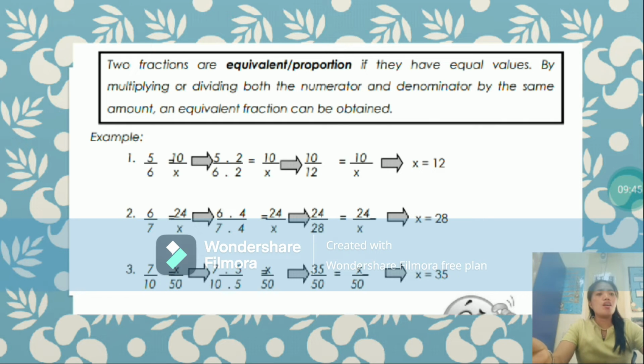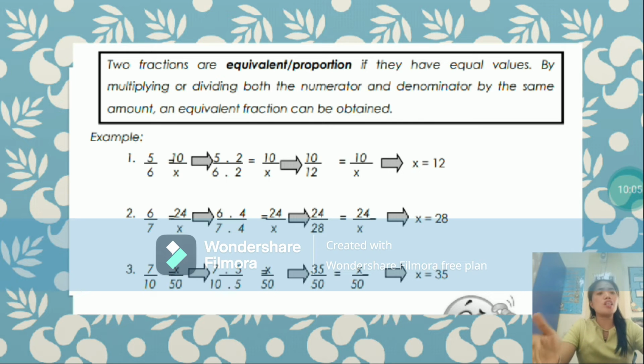Number 3. If you have 7 over 10 is equal to x over 50. Now, have you noticed that this time, the unknown value is in the numerator and the given is in the denominator? We are asked to find the value of our x. So, first, let's take a look at 50.